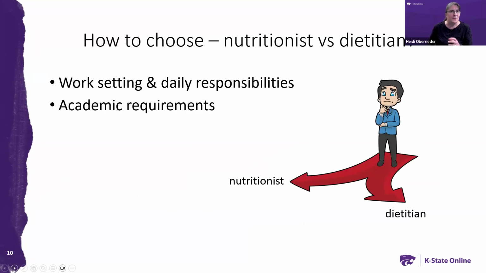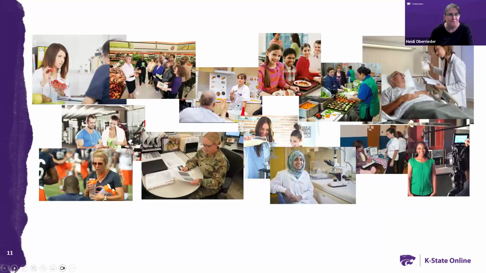So when I'm thinking about that nutritionist versus dietitian, the best way to decide is looking at what I want to do in my career on a day-to-day. When I get up and go to work every day, what is it I want to do? What setting do I want to work in? And what daily responsibilities do I want to have? And then the second thing to consider is what are the academic degree requirements to get to that credential. So I'm going to give you some information about that.